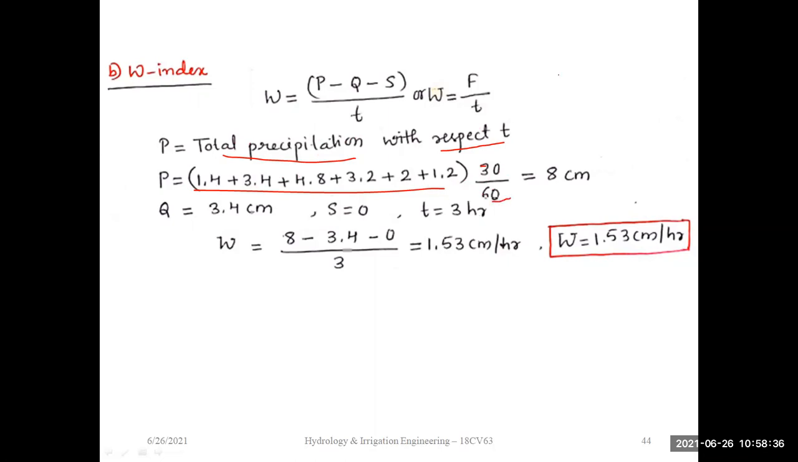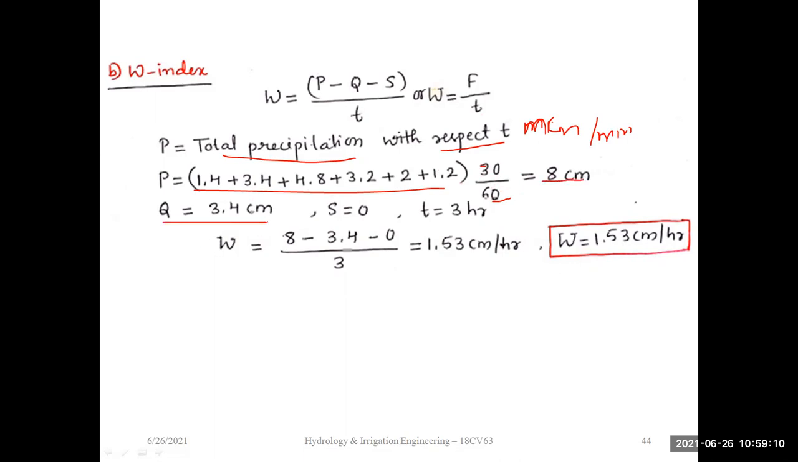Because they have given this is the total precipitation, that is the depth of precipitation. Okay, so we are converting, since they have given the rate I, the intensity. So this P represents the depth, which is either in terms of centimeter or mm. That's why we have multiplied it by time to convert into depth. So 1.4 plus add all the rainfall values which are given, into the time interval, that is 30, into 30 divided by 60, you will get 8 centimeter.